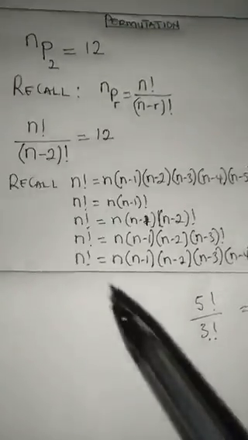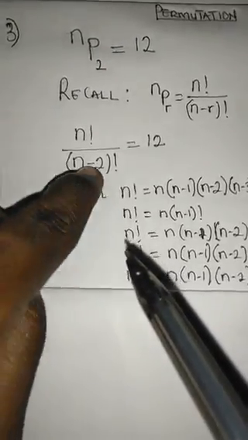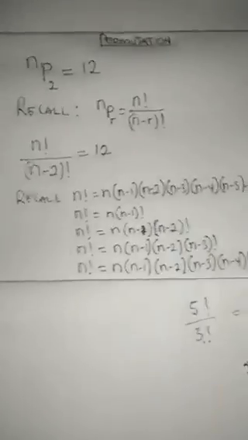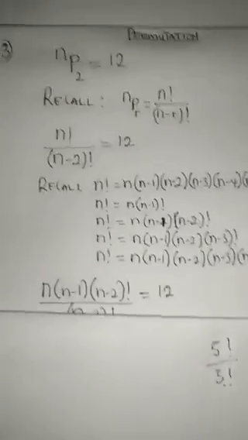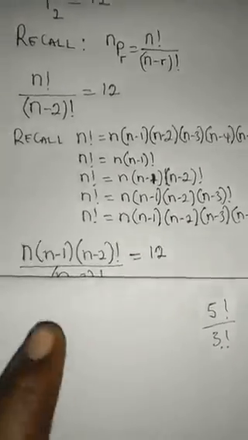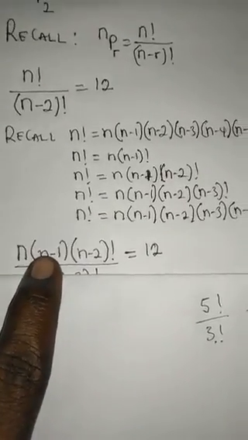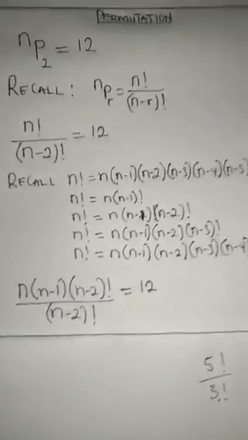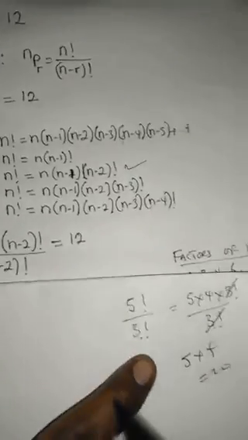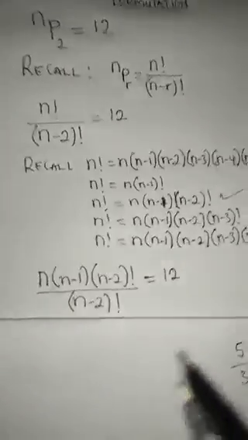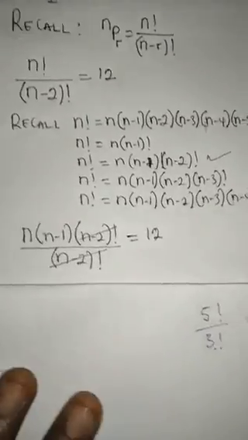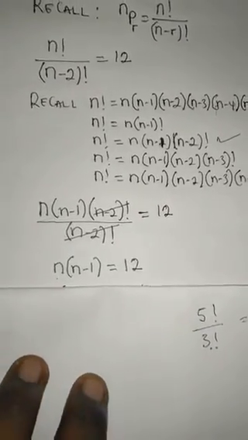Now look at this case. My (n minus 2) factorial, we see that I can find it in my n factorial, just like I have explained here. So instead of writing n factorial, I'll be writing n into (n minus 1) into (n minus 2) factorial, because I want to stop at (n minus 2) factorial. I want to stop here because my denominator is (n minus 2) factorial. Now, my (n minus 2) factorial will cancel the (n minus 2) factorial. I'm going to be left with n into (n minus 1) equals 12.